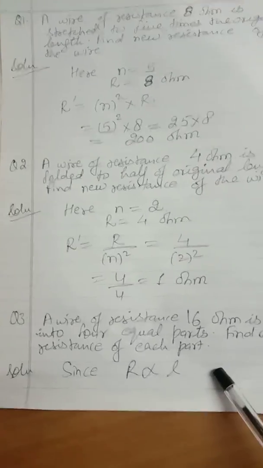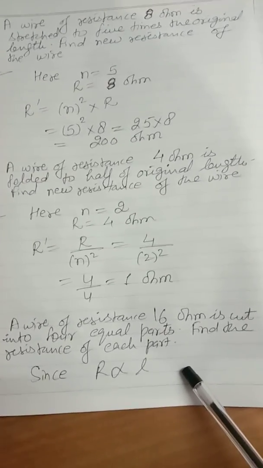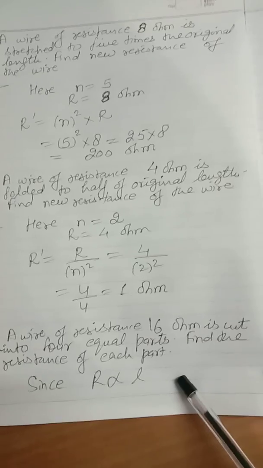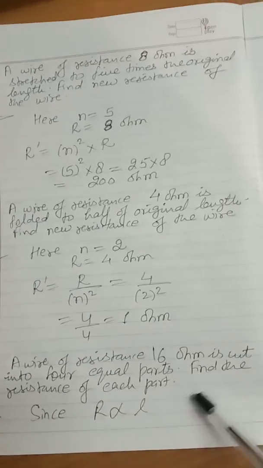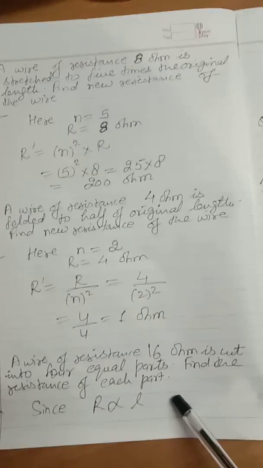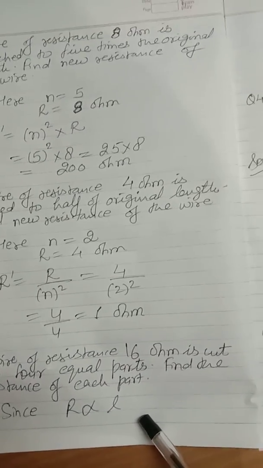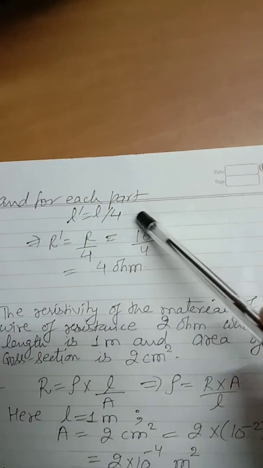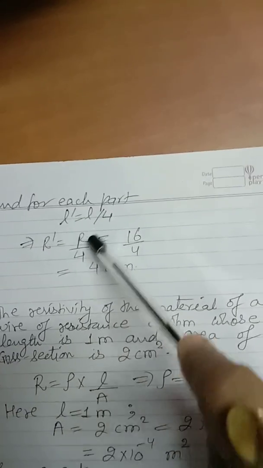Now one more question. Say question is saying a wire of resistance 16 ohm is cut into 4 equal parts. Find the resistance of each part. Now in this case, we are cutting the wire in 4 parts. We are not folding, we are not stretching. It means we will simply apply the logic: the resistance is directly proportional to L. Now length of each part is L upon 4. So resistance of each part will be R upon 4, or 4 ohm.